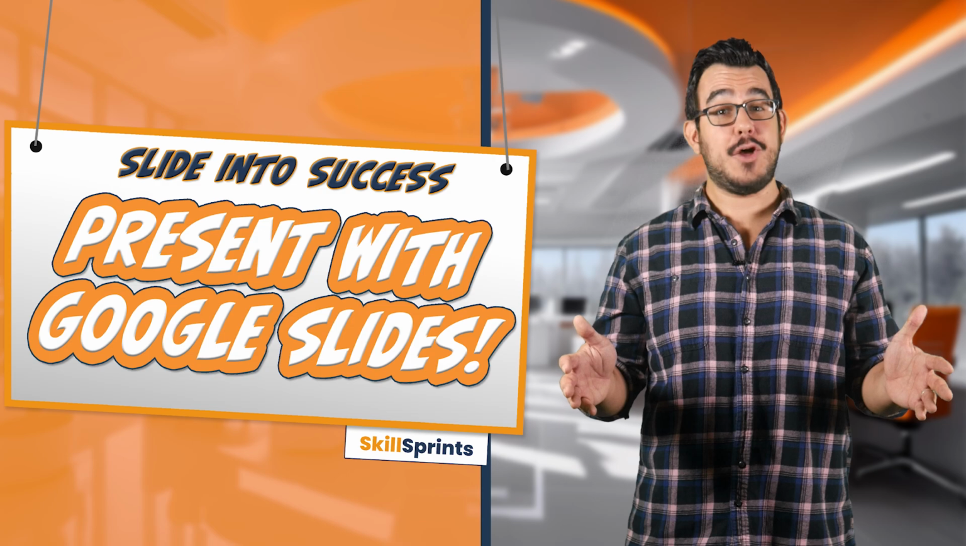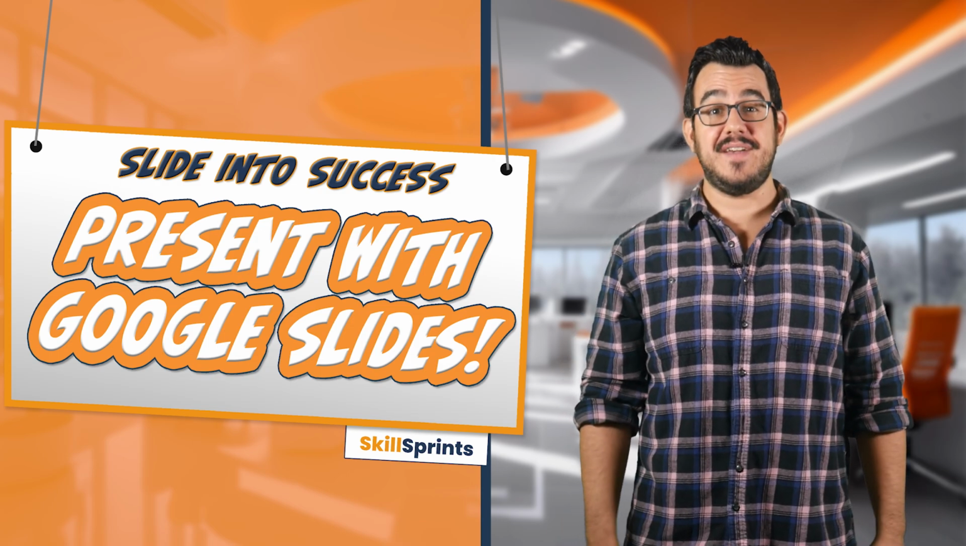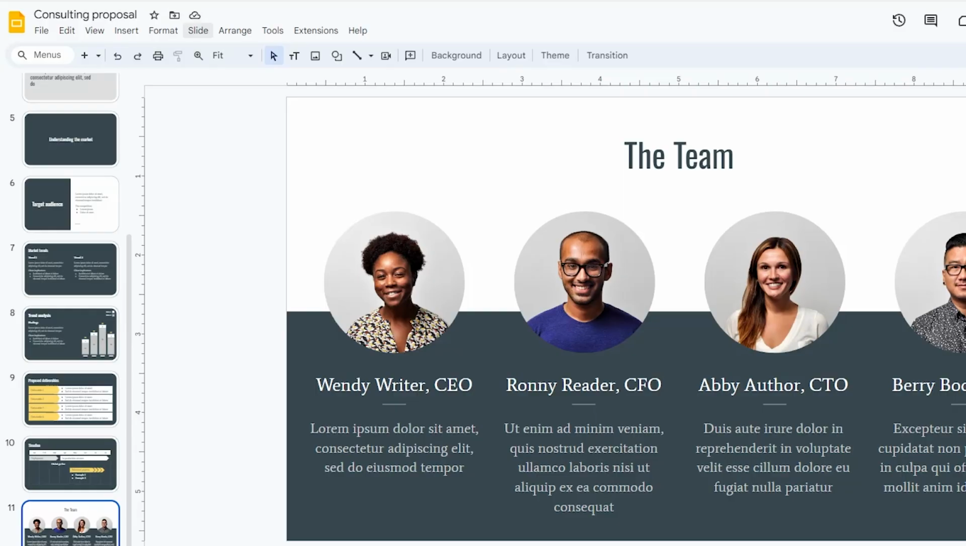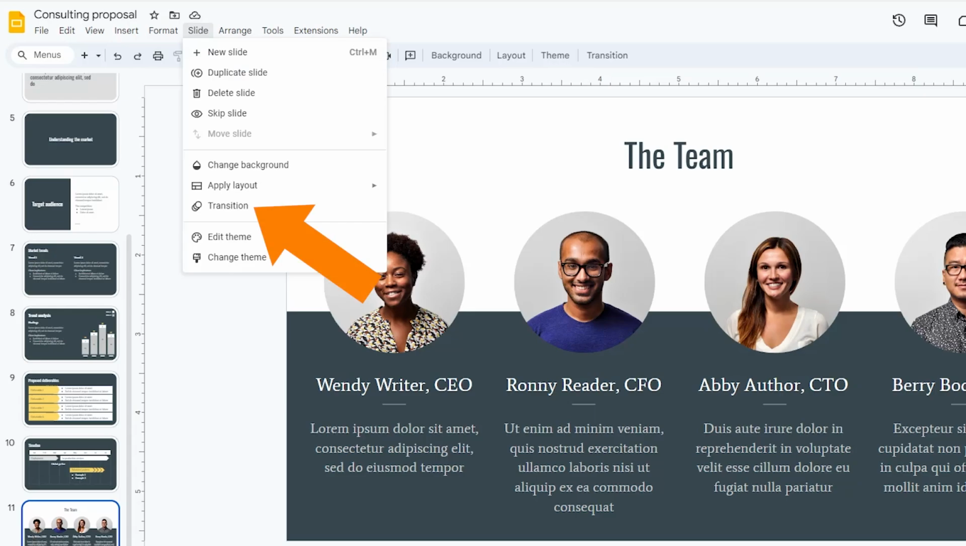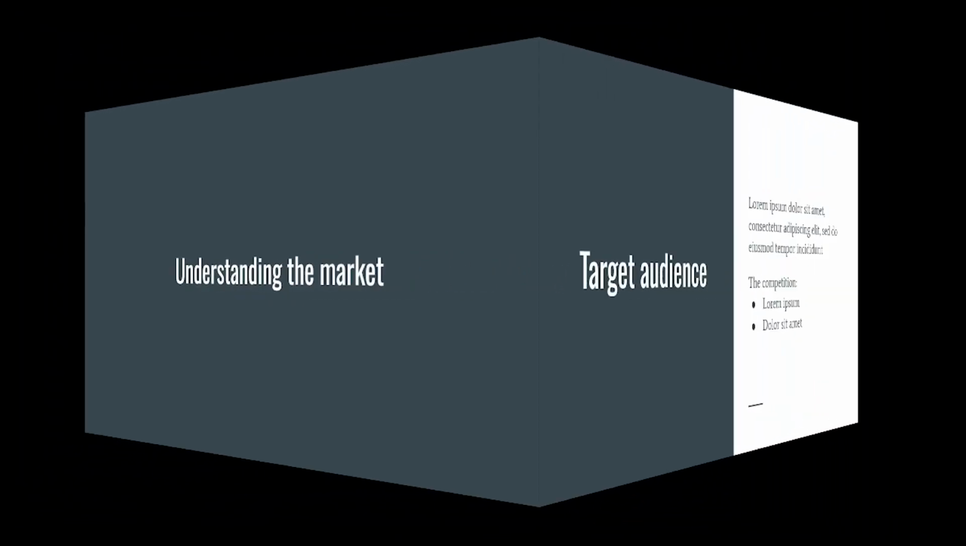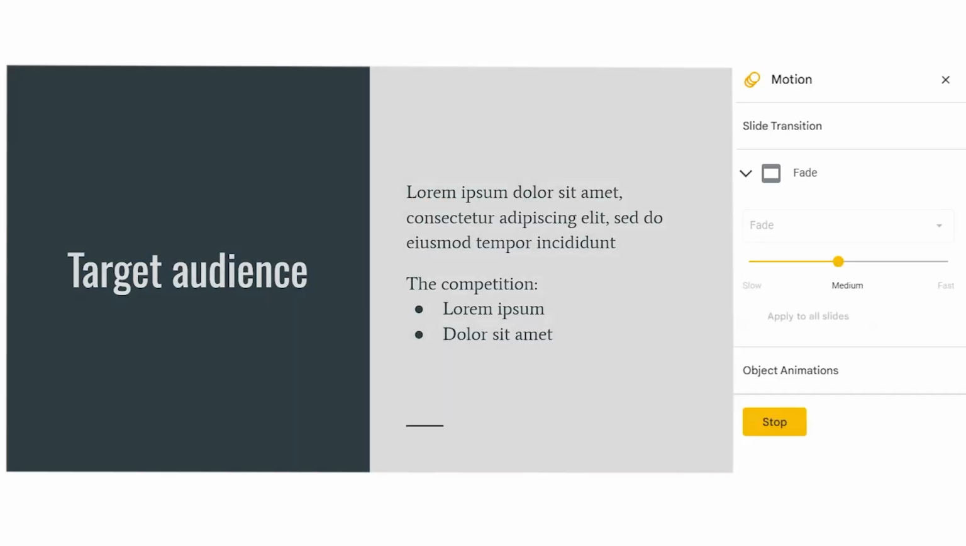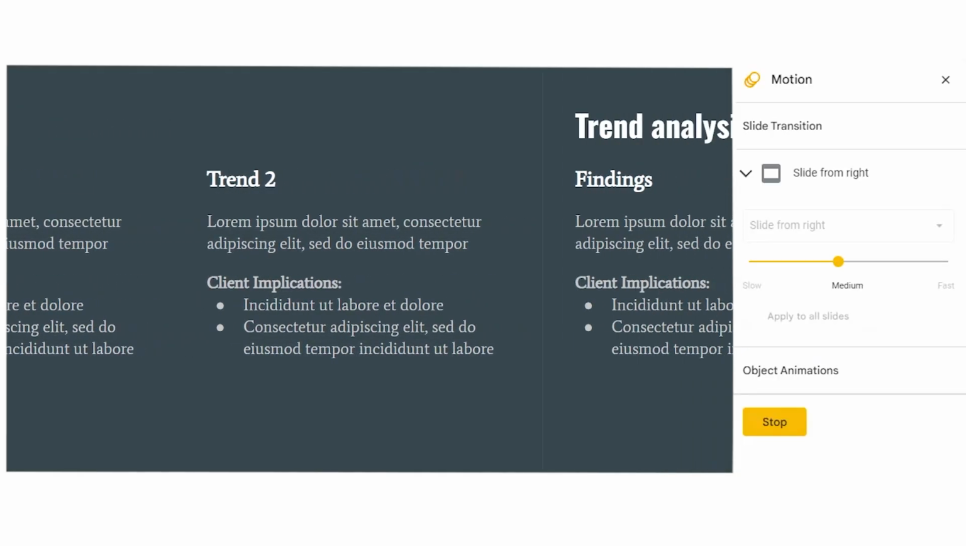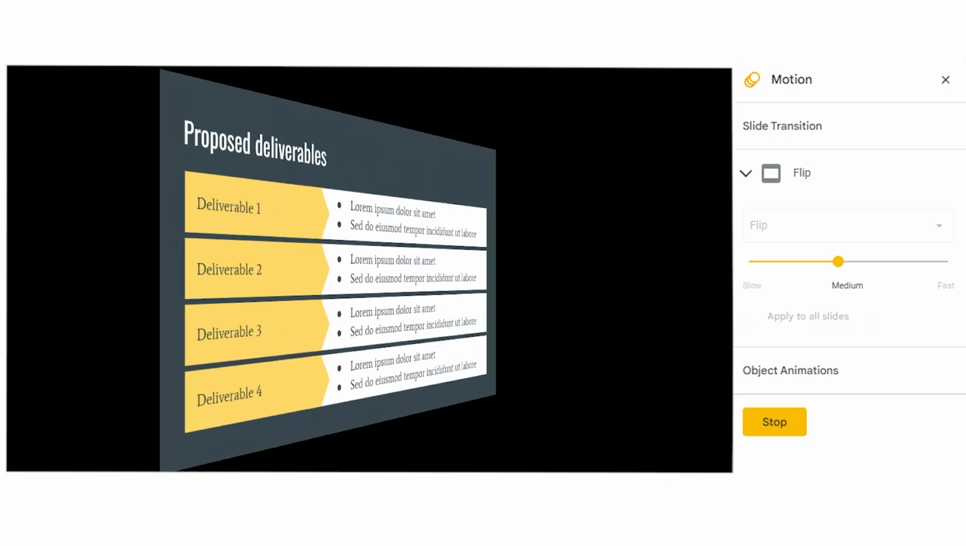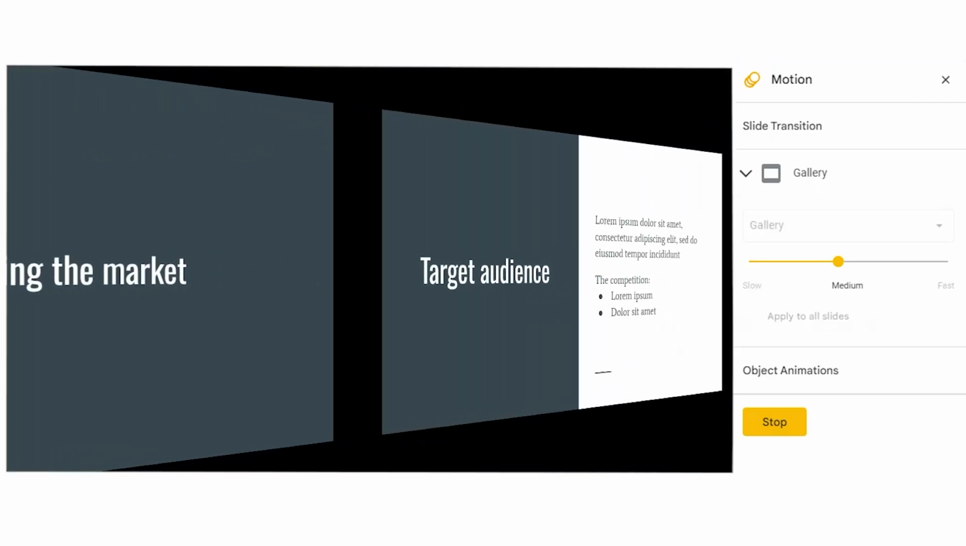Now that you have your design all picked out, let's add some animation effects to bring your slides to life. Consider using slide transitions. These are animations that occur when you move from one slide to the next. In Google Slides, you can select transitions like fade, slide from right, or flip. But use these sparingly to maintain a professional look.